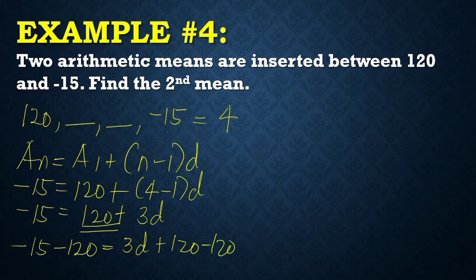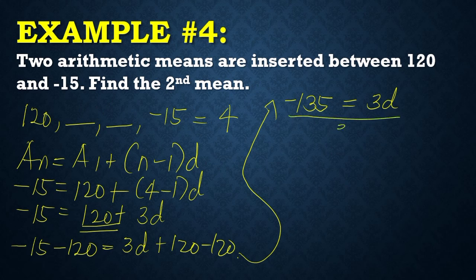Now, write natin dito, negative 15 minus 120, that is negative 135, and then equals 3d. Now, we divide the whole equation by 3. So, i-divide natin siya sa 3, hindi sa 135. Kasi, kailangan nating makancel, matanggal yung numerical coefficient dito sa d. So, 3d divided by 3, that is d, is equal to negative 135 divided by 3, that is negative 45. So, as you can see, yung common difference natin is negative.